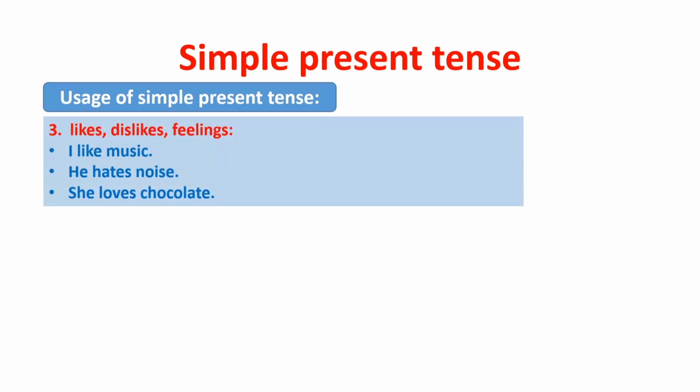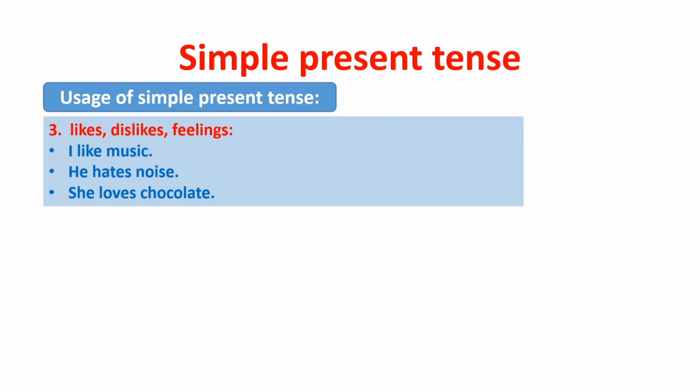The third usage is likes, dislikes, or feelings. When you are using stative verbs like hate or love, you have to use the simple present tense for that. I like music. You can never use I'm liking. You cannot use it in the present continuous or anything like that, but just in simple present tense. I like music. He hates noise.